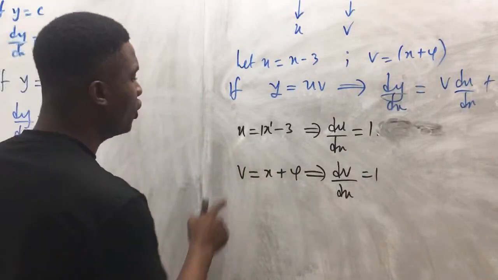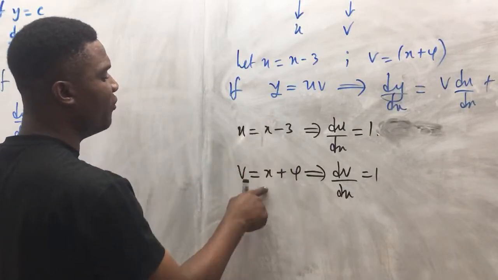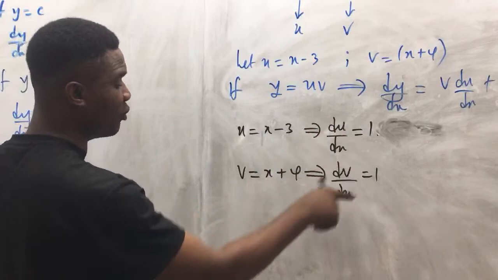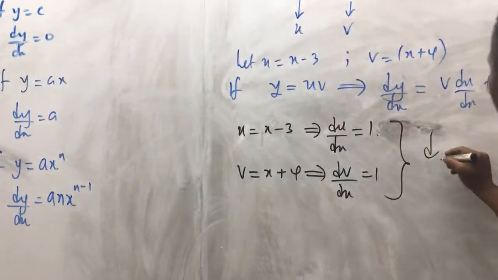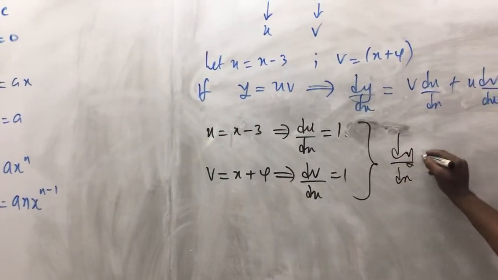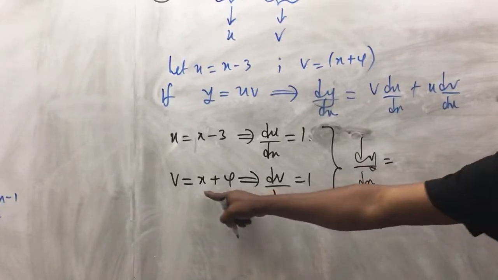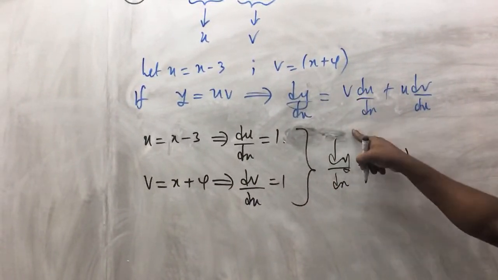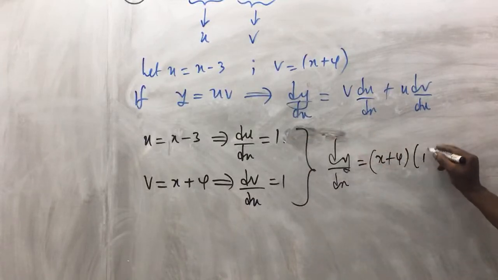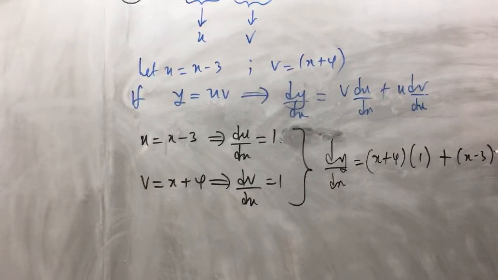Now please take note. Once you've differentiated, we've called u this and we've called v this function, then differentiating them will give you that. As such, you can now implement the product rule of differentiation. So what would dy/dx be? dy/dx will now be v, which is x plus 4, kept constant, times du/dx, which is 1, plus u, which is x minus 3, kept constant, with dv/dx, which is 1.